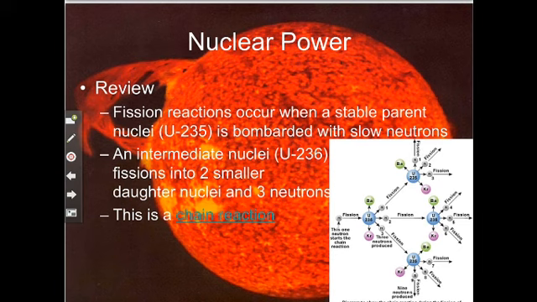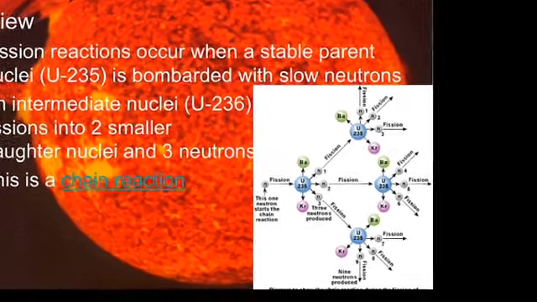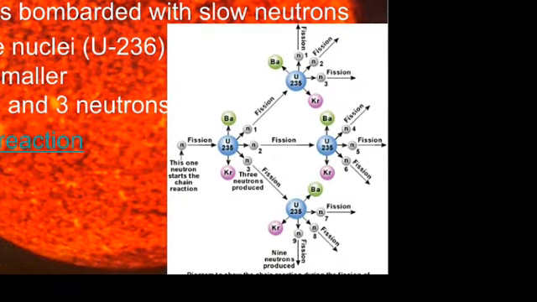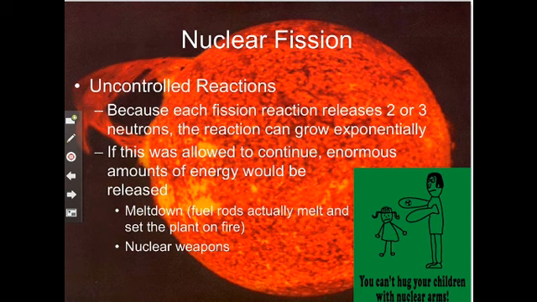That neutron actually becomes part of the uranium nucleus, and you end up with uranium-236, which is a much less stable nucleus. It then breaks apart into two smaller daughter nuclei and 3 neutrons. And this is what we call a chain reaction. You start with one neutron, you end up with 3 neutrons, which then go and hit 3 other uranium atoms, and so it's a progressive process. And because each fission reaction does release 2 or 3 neutrons, the reaction can grow exponentially, and this is the idea behind nuclear weapons. This is how they work and why they're so devastating.